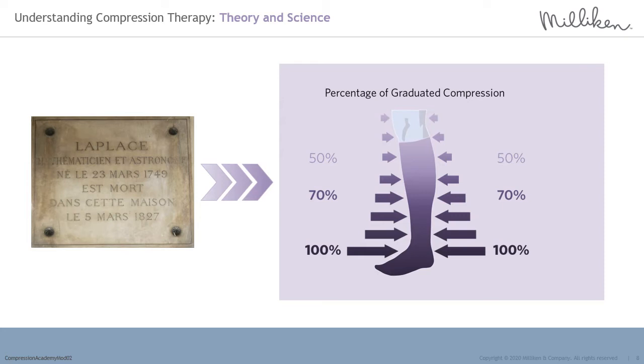The concept of graduation as the limb circumference increases and target 40 millimetres of mercury pressure at the ankle has long been established in clinical practice. We will explore how the equation of Laplace to predict subbandage pressure was later adapted and how the concept relates to newer compression materials and methods available in clinical practice today.